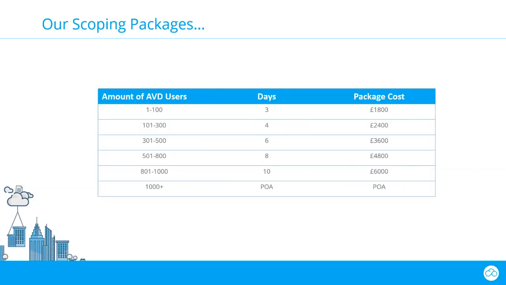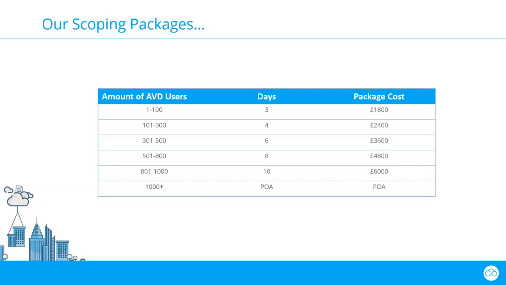Cheers, Tom. So like I said, we do like to keep things very straightforward, and because we've built up a lot of experience, we have been able to make reasonable estimates as to how long these scoping exercises take, and we package those for the benefit of our customers and prospect customers. To pick an example, if your organisation has or will have between 301 and 500 Azure Virtual Desktop users, we estimate it'll be 6 days, and the package cost is £3,600. So that is a fixed cost package.